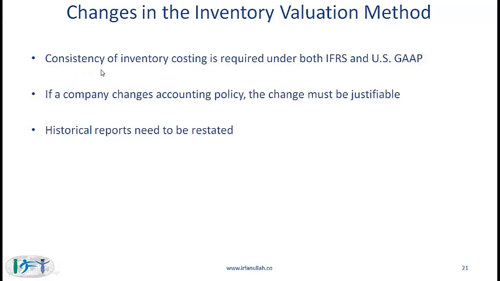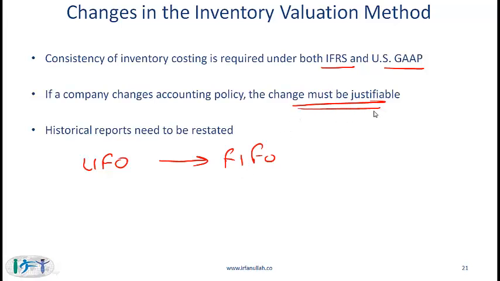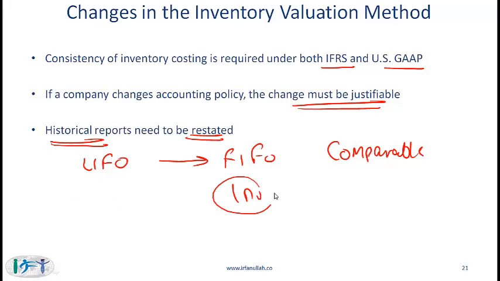Changes in inventory valuation method. There needs to be consistency of inventory costing in both IFRS and US GAAP. We have touched on this before. What this means is the following. Let's say you have a US GAAP company that is following last in, first out, and they make a change. They go from last in, first out to first in, first out. For this change in accounting policy, there must be a very good reason that is justifiable. And secondly, the historical reports need to be restated. That is because we want the reports to be comparable. If we do not restate historical reports, then the inventory reported with FIFO cannot easily be compared with inventory from earlier years that is reported according to LIFO.